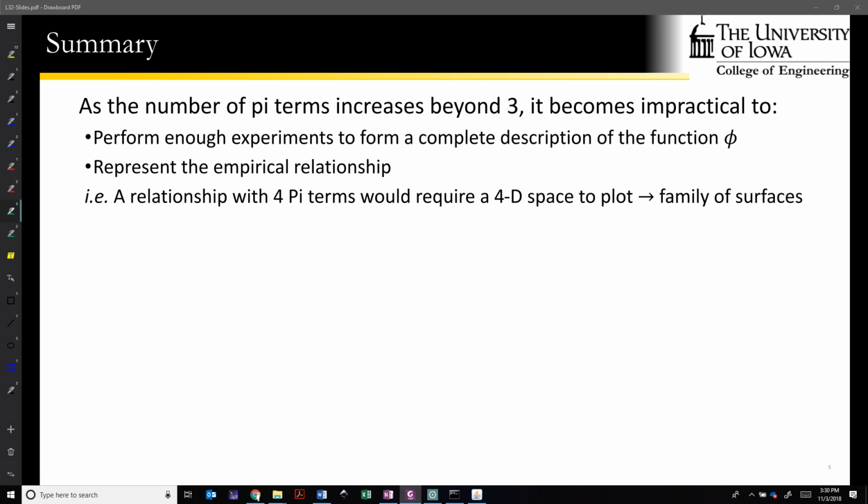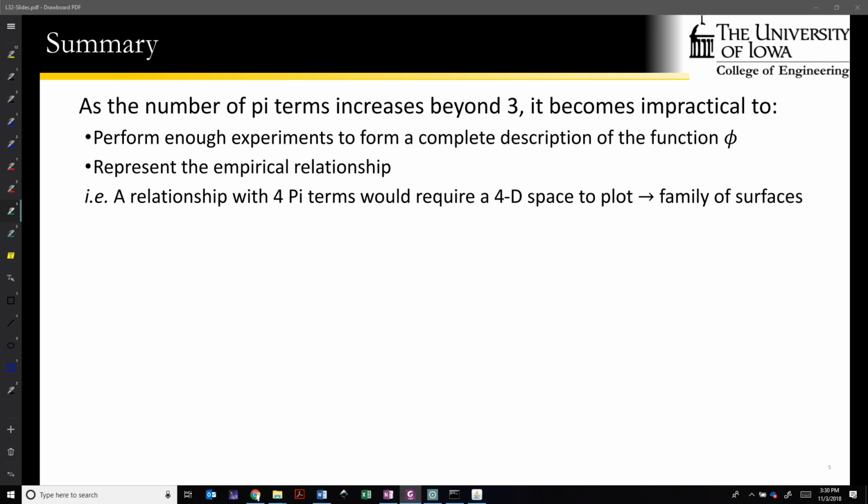However, as the number of pi terms increases, we reach a limit where it's simply not efficient any longer to approach problems using this idea of creating a universal scaling relationship or universal correlation. This is for two primary reasons. First, the number of experiments required becomes excessive. Secondly, it becomes challenging to even present the data if we manage to collect it.